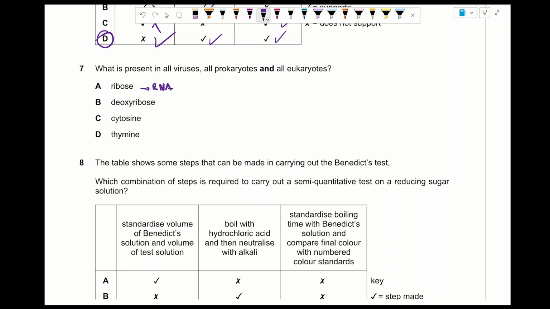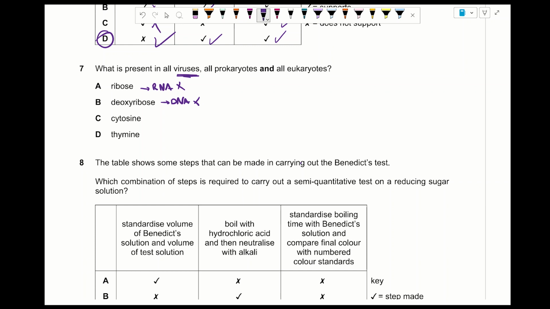And deoxyribose are also pentose sugars found in the nucleotides of DNA only. Now, both of these are incorrect. The reason for this is viruses could either be RNA viruses or DNA viruses. Therefore, this is not always correct, and both of these are incorrect.